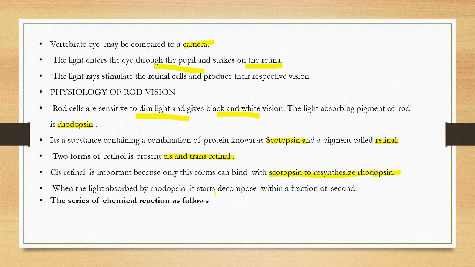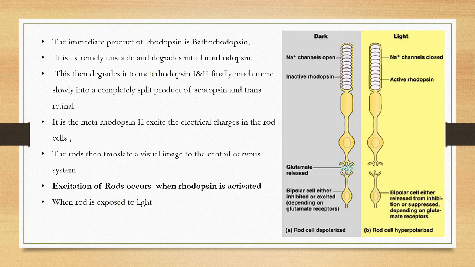When light is absorbed by the rhodopsin, it starts to decompose within a fraction of a second. What are the reactions? A chemical series of reactions. When the light falls, the rhodopsin is converted to bathorhodopsin. Bathorhodopsin is converted to lumirhodopsin, then into metarhodopsin 1 and 2, and finally splits into scotopsin and trans retinal. This is the final product of rhodopsin. In this case, metarhodopsin 2 is a very important product because it excites the electrical charges in the rod cells. This is responsible for the excitation of rod cells.